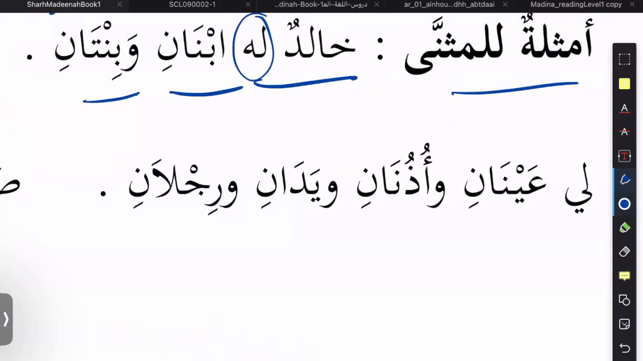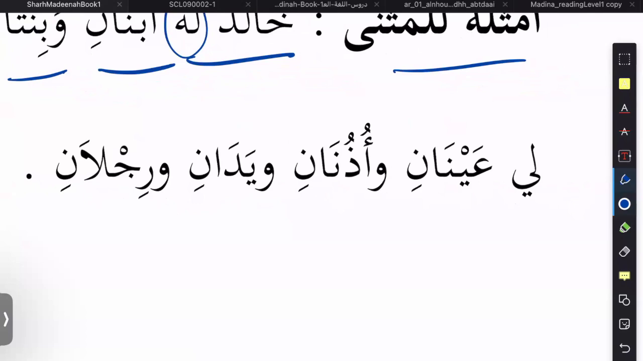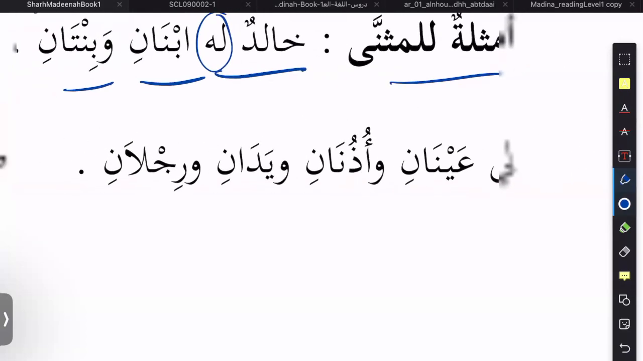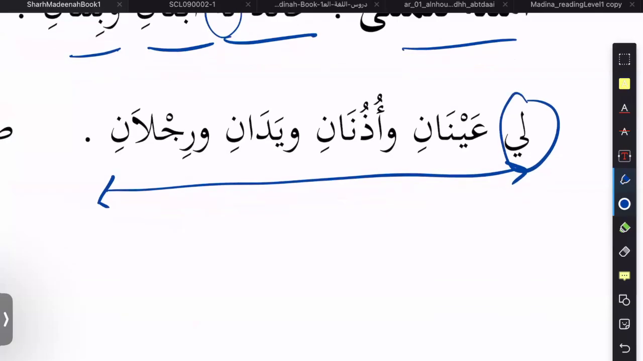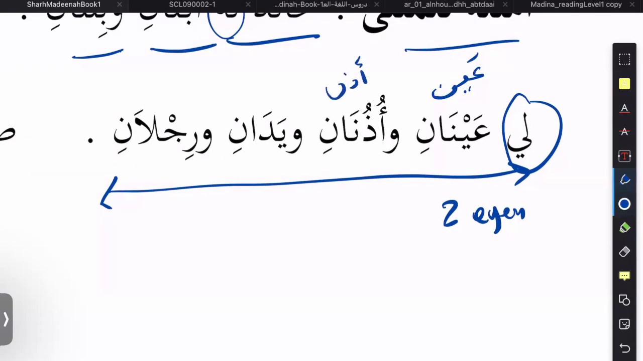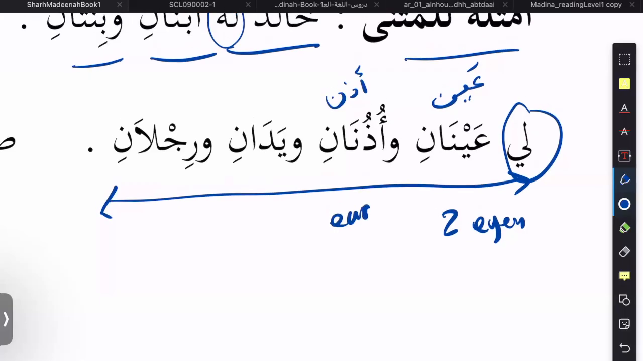Then we have لي عينان وأذنان ويدان ورجلان. So very good. One sentence teaching you a lot of body parts. لي is I have, two eyes. Naam, two eyes. What is udun? Udun is ear. Okay, very good. Yad. Yad is what? Hand. Very good, hand. And rijil. What is rijil?